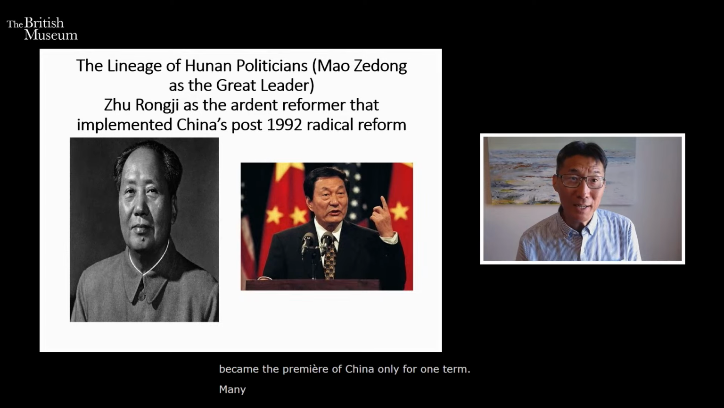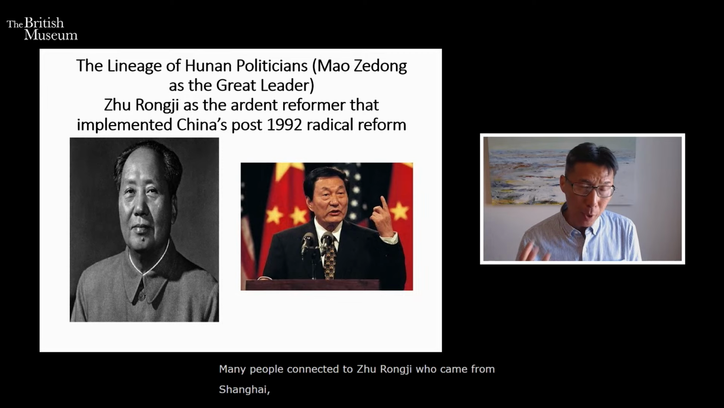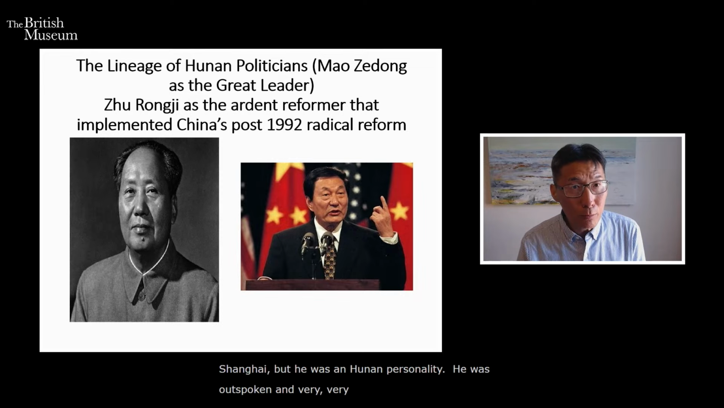He was known for being extremely outspoken, very forward. That probably really brought the 20 years of economic boom after 1992. That's where we see China today. So let me end there, and thank you very much.